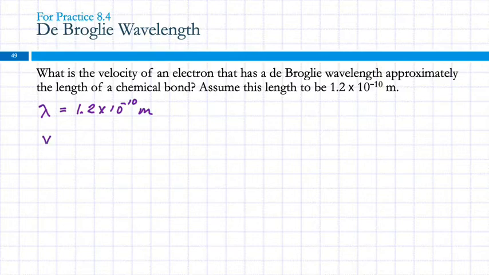And so we're like, what do we do with this? Well, de Broglie wavelength, maybe we need the de Broglie relation. So lambda is h over mass times velocity. And so we can rearrange that equation. Velocity is h over the mass times the wavelength.